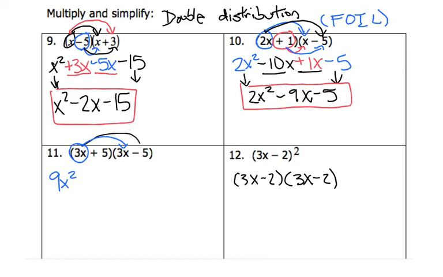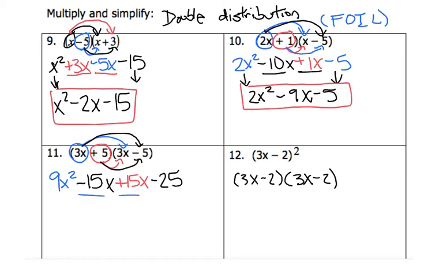Then we go to 3x times negative 5. 3 times negative 5 is negative 15x. Now moving on. Positive 5 times 3x, positive 15x. And finally, the last part, positive 5 times negative 5. Positive times negative is always negative, and that would be 25.